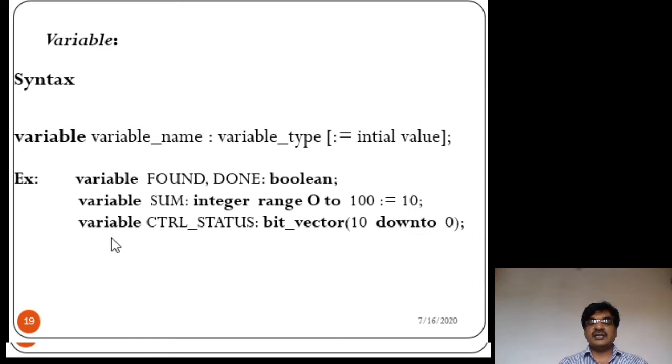Then coming to the third declaration, variable control status. Control status is an object of class variable. Which data type? Bit vector. Bit vector means the control status is declared as an array. Array with how many locations? 11 locations. Each location can accept which type of data? Bit type of data. Okay, so like that variables can be declared.